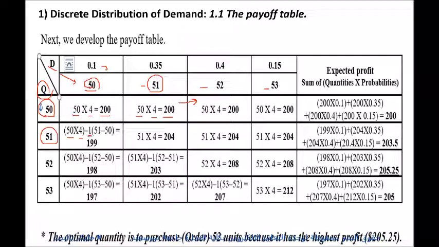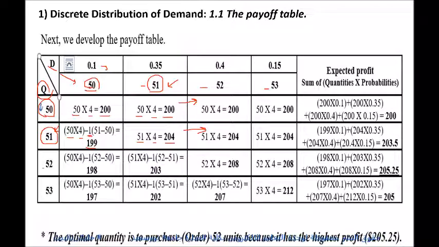1 times 1 as loss, the total will be 199. If you have 51 and the customers need 51, so you will sell 51 times 4, which will be 204. The rest will be the same.